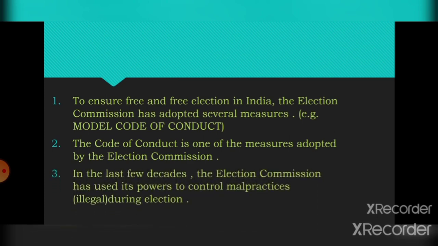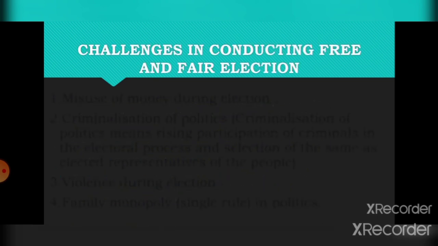In the last few decades, the Election Commission has used its power to control malpractices. Malpractices means illegal activities during the elections. Like there are some political parties who pay the voters or give gifts. So this is called illegal activity or corruption during the elections. This can be stopped by the Election Commission. Challenges in conducting free and fair elections. There are certain difficulties or barriers while conducting free and fair elections.